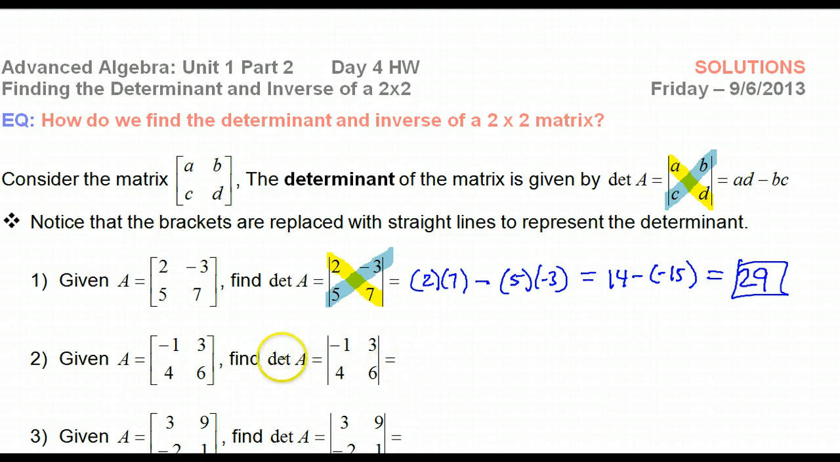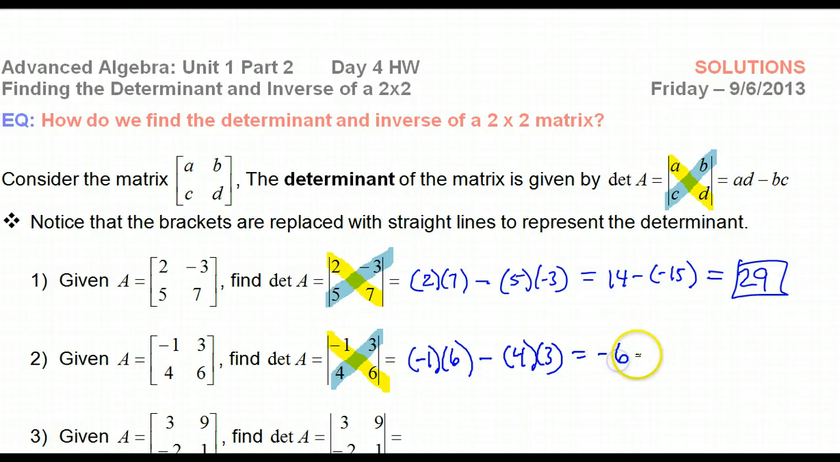Let's do it again. So look at number 2. It's going to be the down diagonal minus the up diagonal. So the yellow minus the blue, the down diagonal minus the up diagonal. That would be negative 1 times 6 minus 4 times 3. Down diagonal minus up diagonal. So that's going to be negative 6 minus 12, which is negative 18.